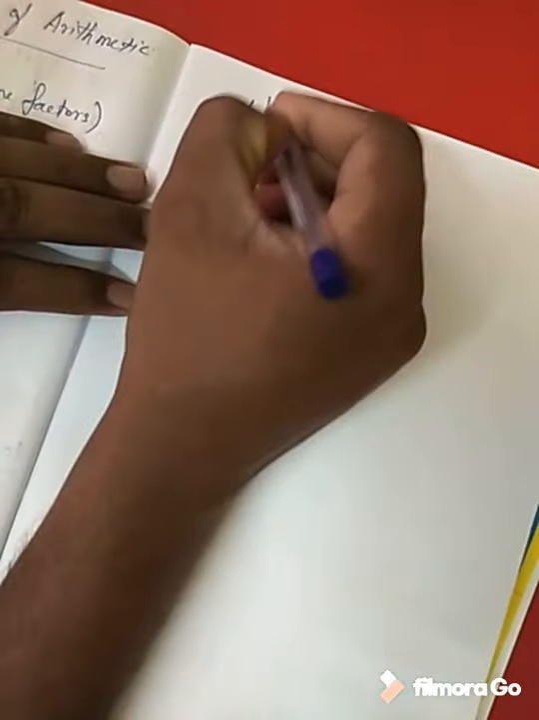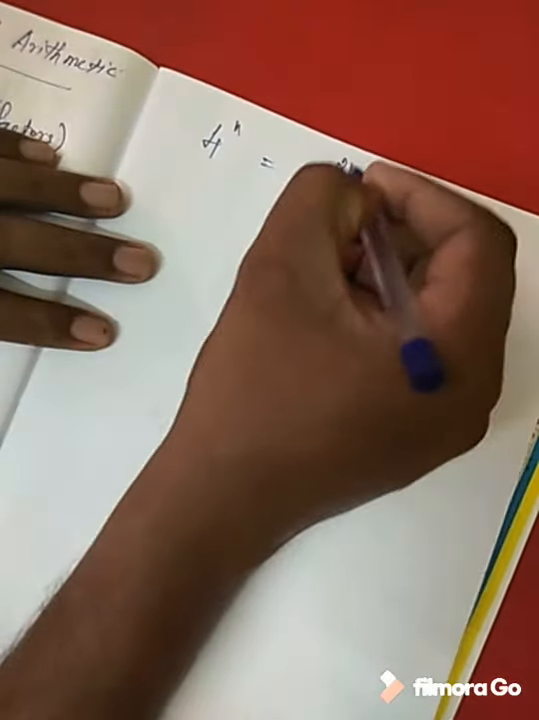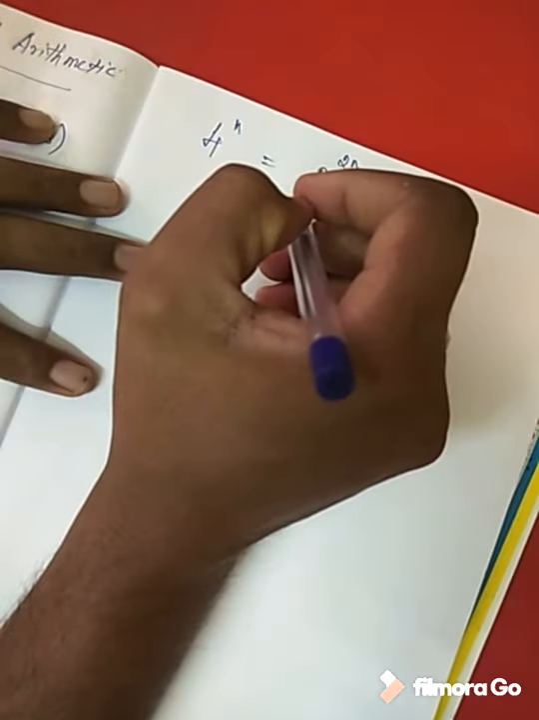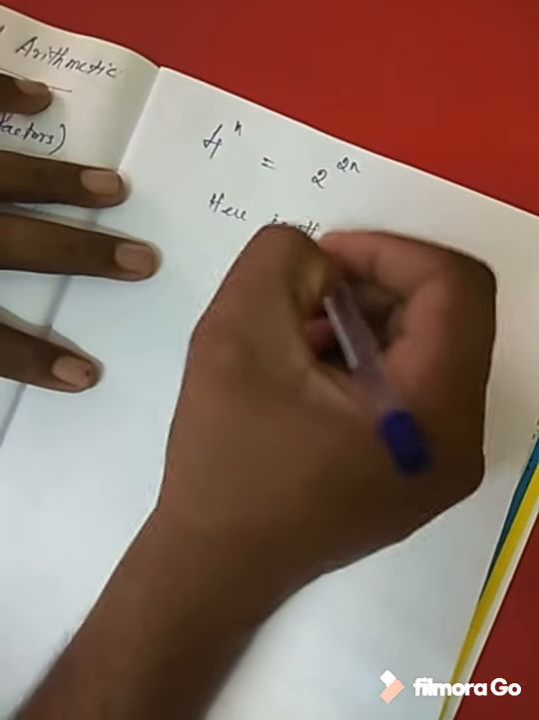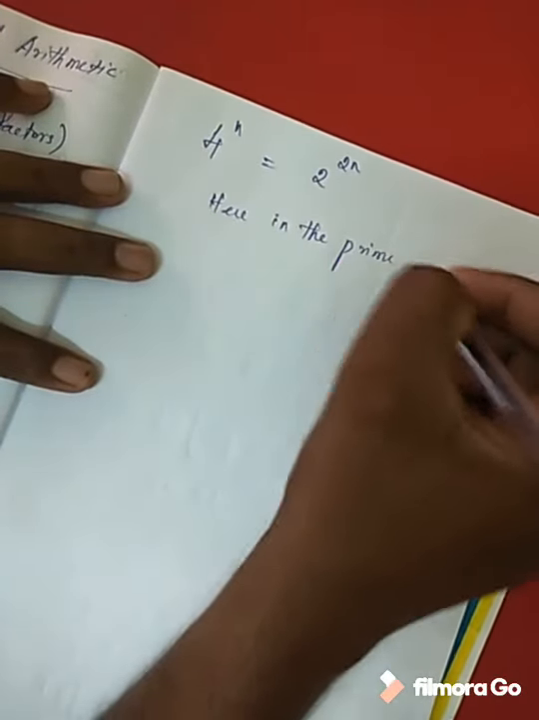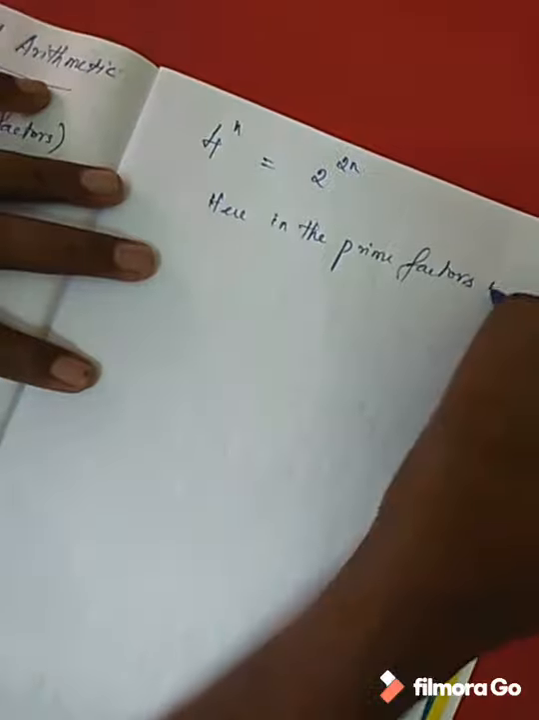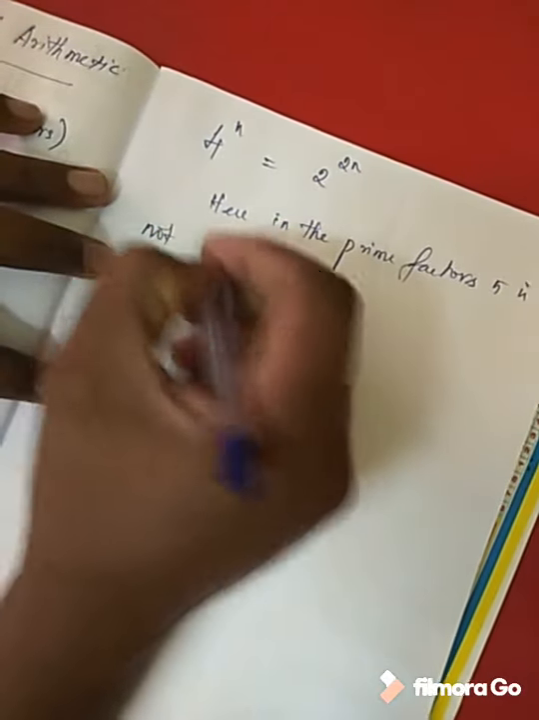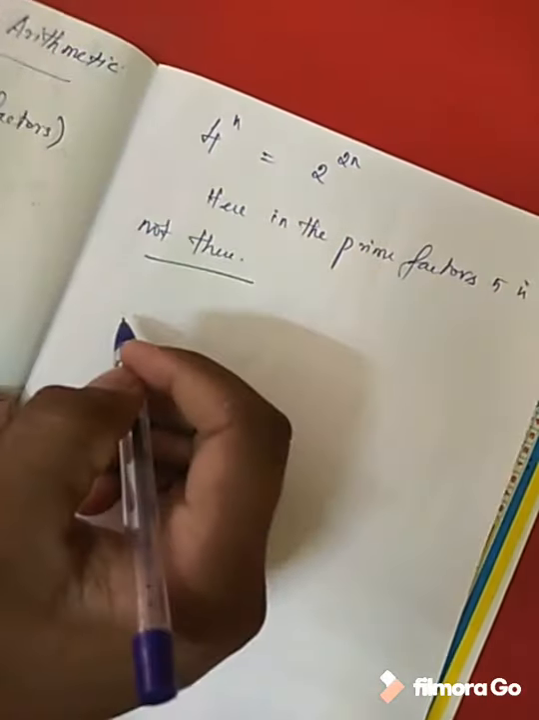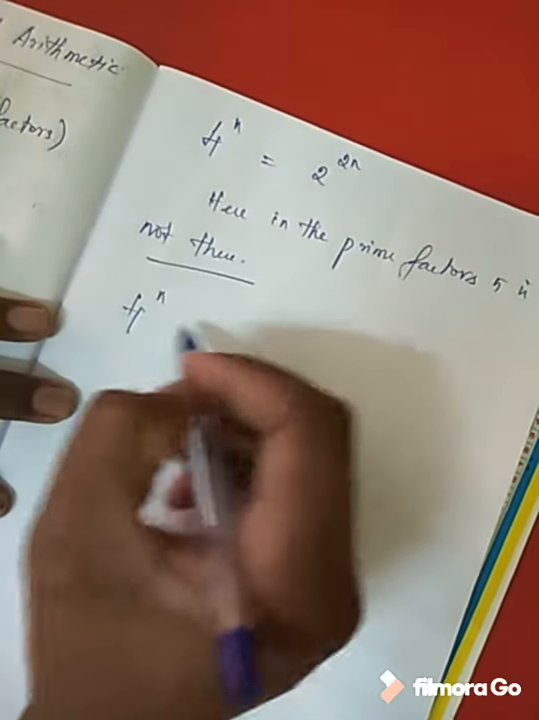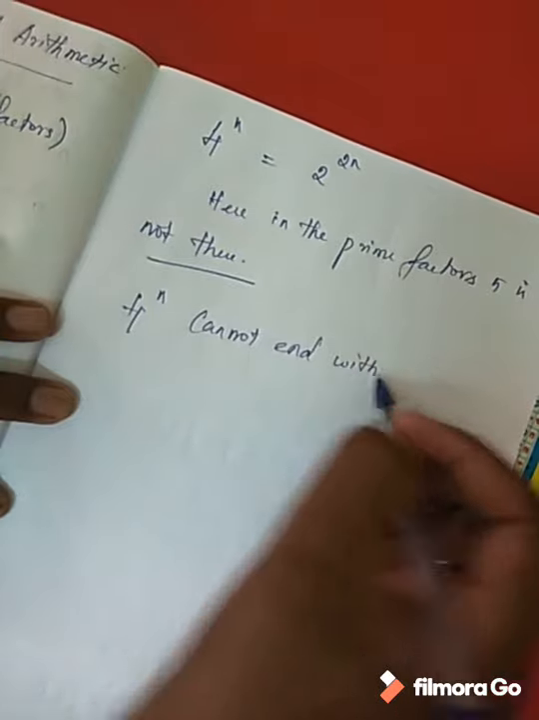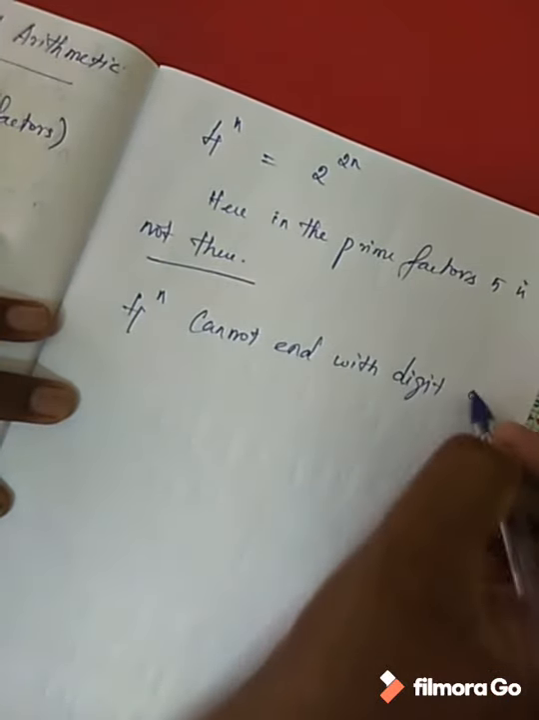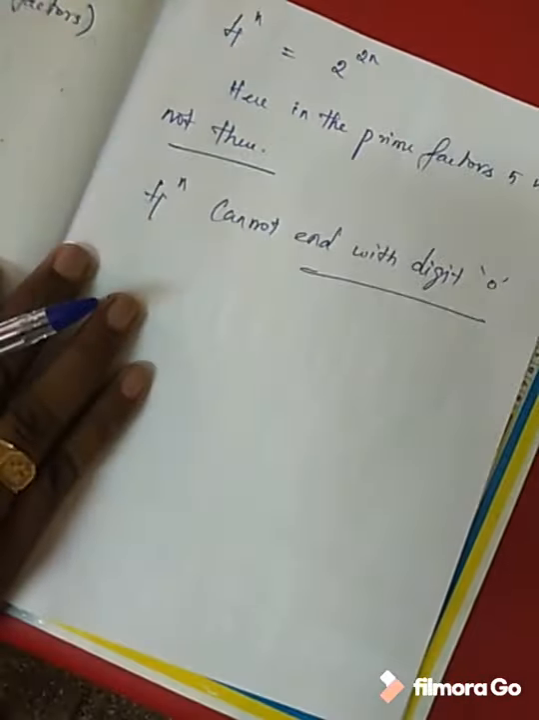If you observe, this 4 power n can be expressed as 2 to the power 2n. If it ends with 0, we need 5, but here in the prime factors, 5 is not there. Therefore 4 power n cannot end with the digit 0 at its units place, right?